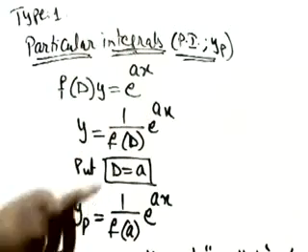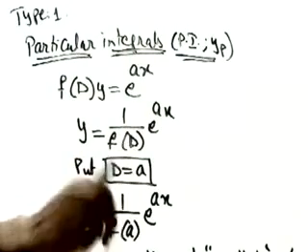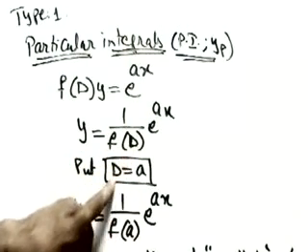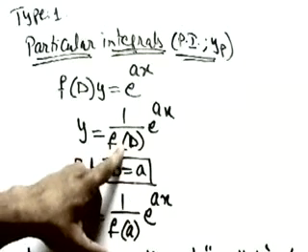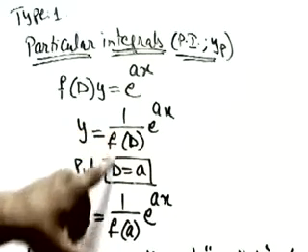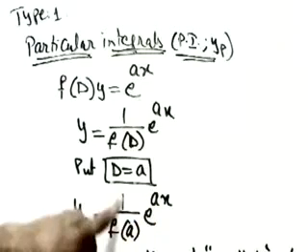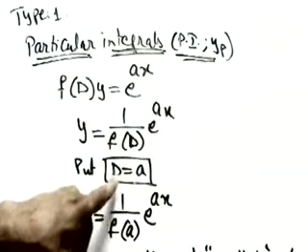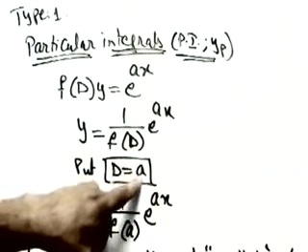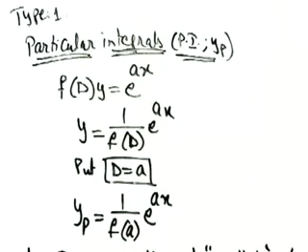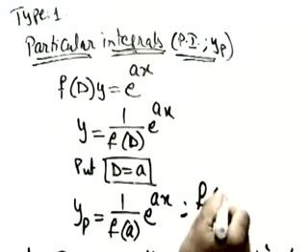Now watch carefully for the type 1 method. For an exponential function, the method is to put D equals a in f of D. So this becomes 1 by f of a e power x. This is the particular integral formula: Yp equals 1 by f of a e power x. What does it mean? It means that in place of D, we put the value a. Yp equals 1 by f of a into e power x.